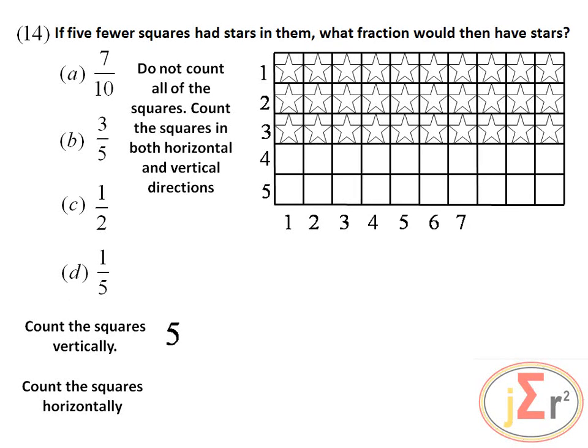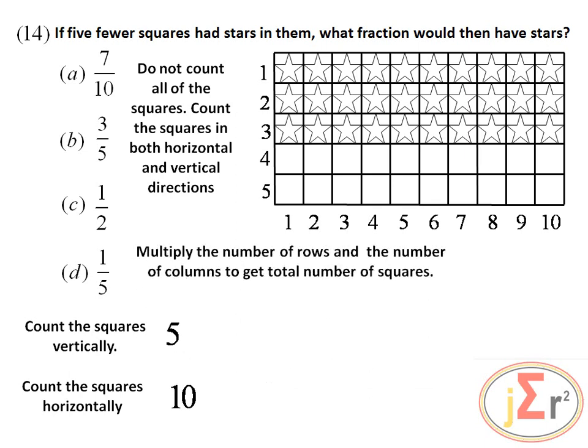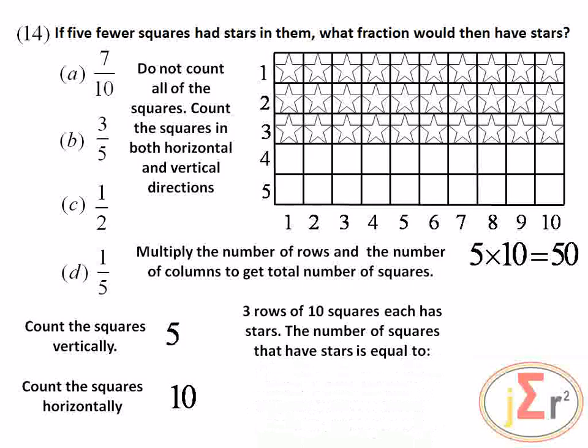5, 6, 7, 8, 9, 10. So 10 of them. Multiply the number of rows and the number of columns to get the total number of squares. So we have 5 times 10 is equal to 50. So in all, we have 50 squares.